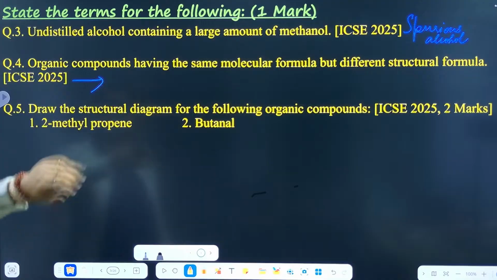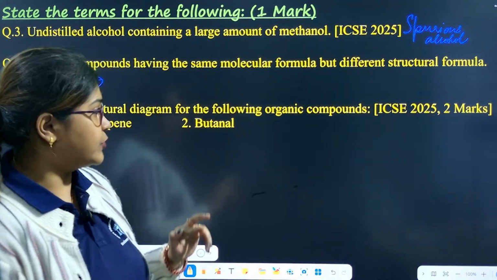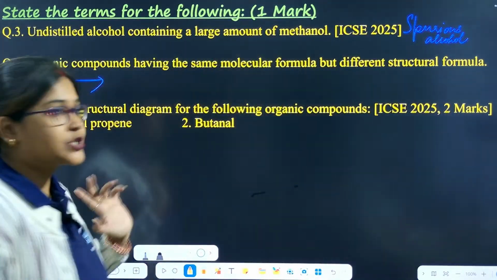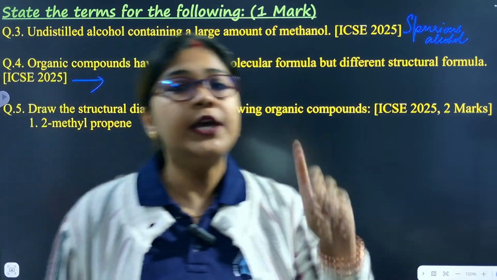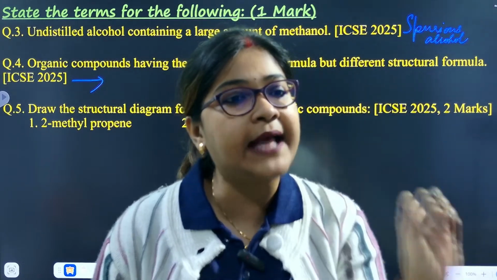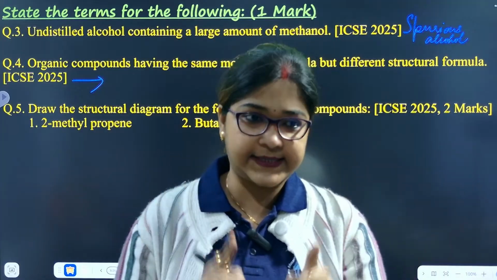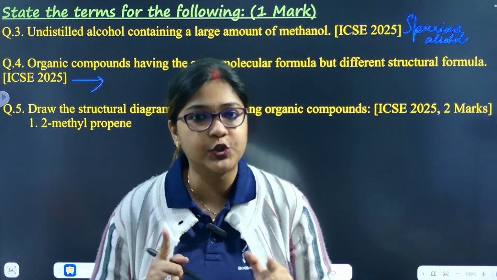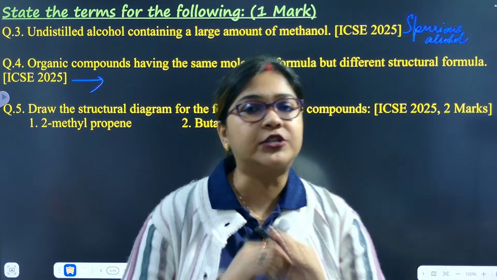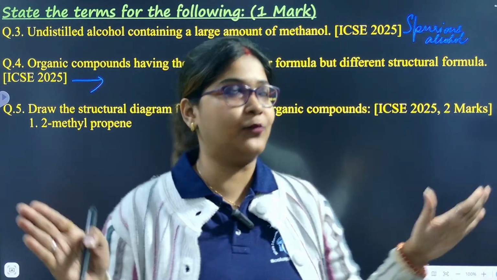I'll give this answer later. Draw the structural diagram for the following organic compounds. You see it has come in ICSE 2025 and each structure drawing has 1 mark. This type of question on IUPAC naming and structure drawing comes every year in every ICSE question paper if you observe. So please see the IUPAC nomenclature session Helen ma'am brought, it was very beautiful. If you see that session, everything will be clear.